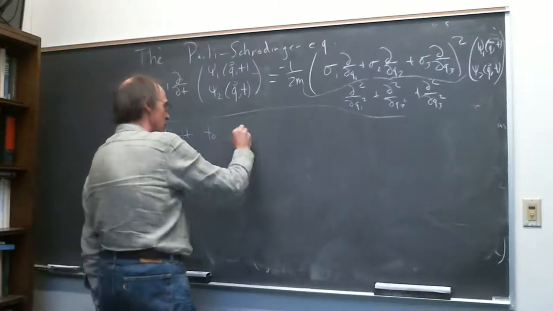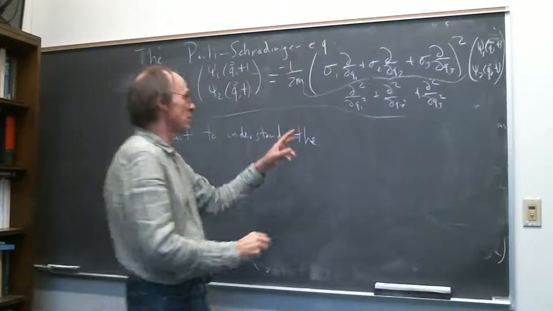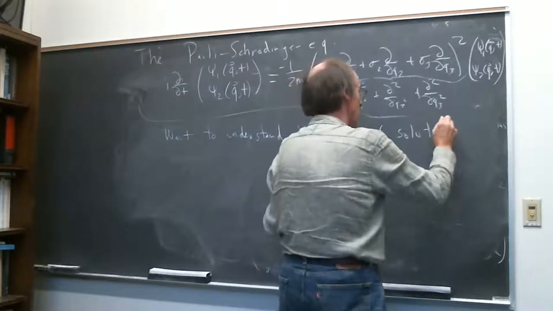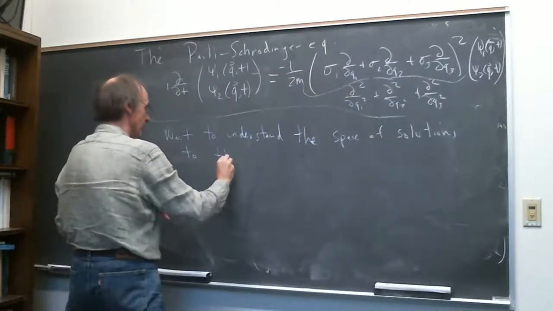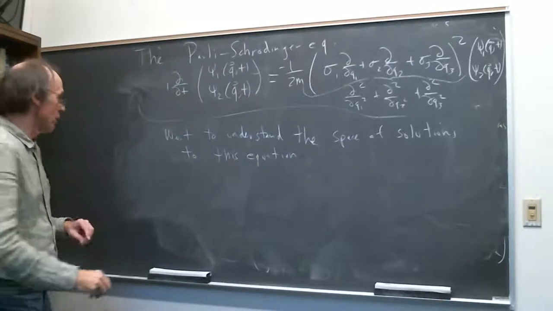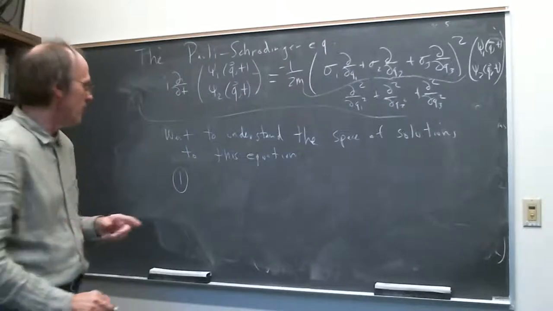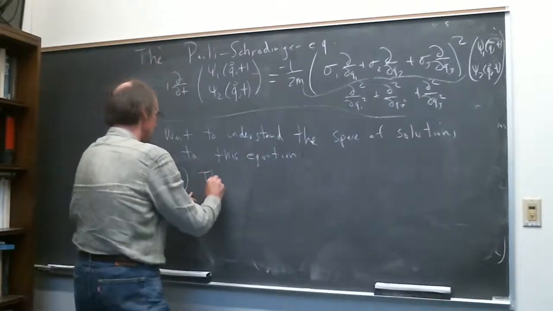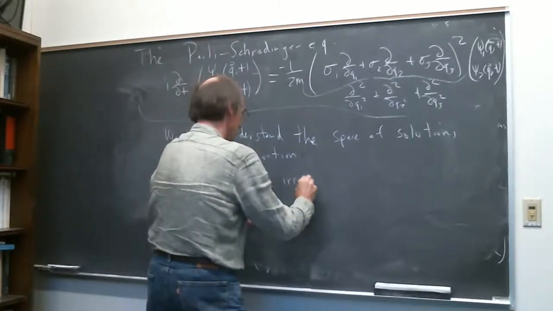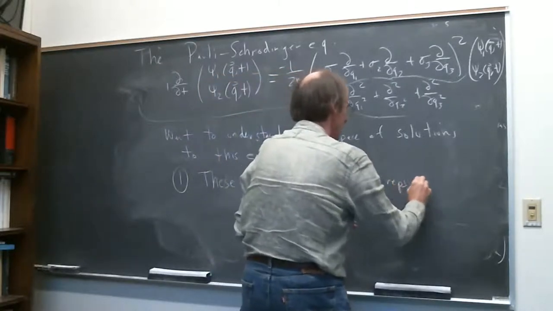So we want to understand the space of solutions to this equation. And the motivations are really for two reasons. One is what I'm going to do now, which is to show that these give irreducible representations of E3 of helicity plus and minus a half.